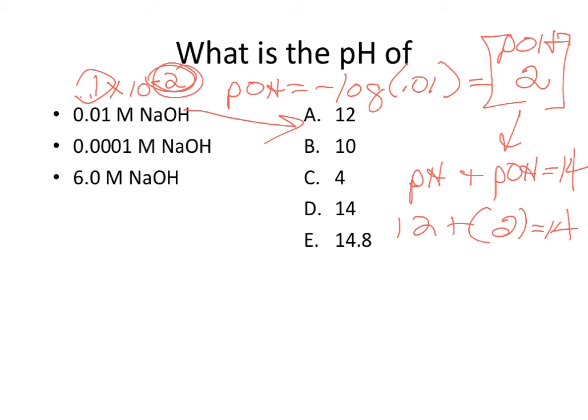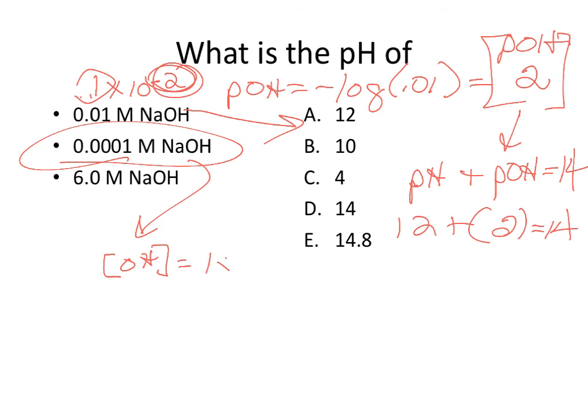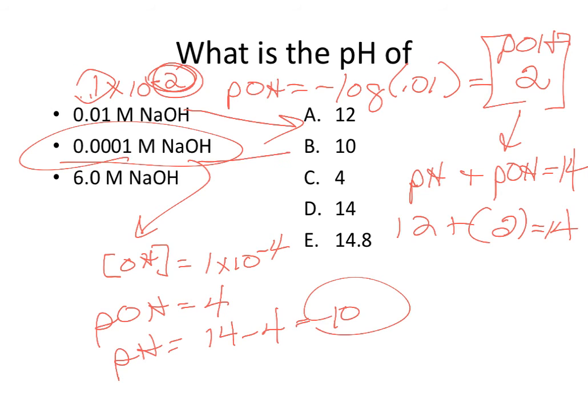I'll do one more for you real quick. All right, so if the concentration of hydroxide is 1 times 10 to the minus 4, that means that pOH is 4, which means that pH equals 14 minus 4, or 10. And the 6 molar NaOH, again, just to show you that pH can go higher than 14. This is a perfect example. If you have a 6 molar strong base solution, you're going to get a pH of 14.8.